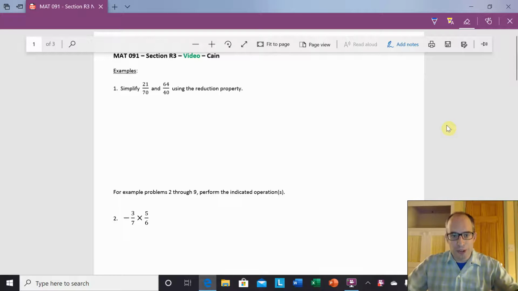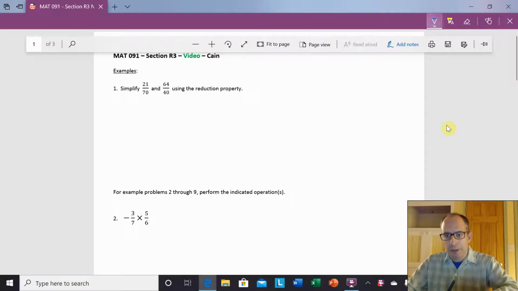So the first thing where you have to simplify a couple of fractions using the reduction property, basically the reduction property is canceling stuff. So really it's just that you would factor the numerator and denominator and see if you get common factors that you can cancel out. So really, the reduction property, it's canceling stuff. And that's what we're going to do.